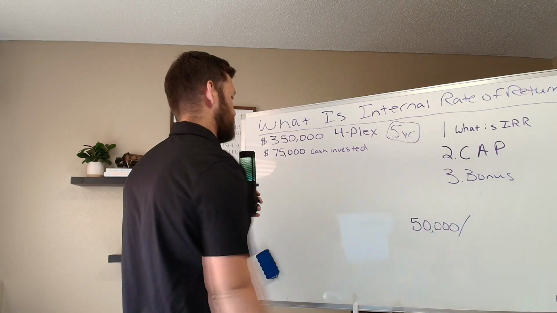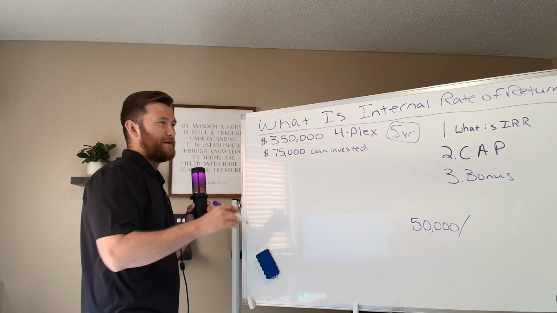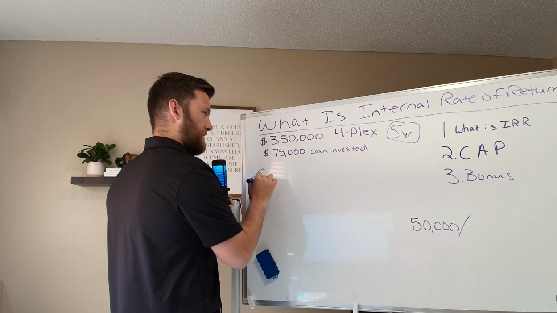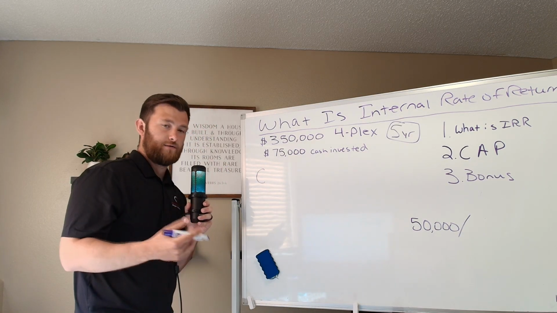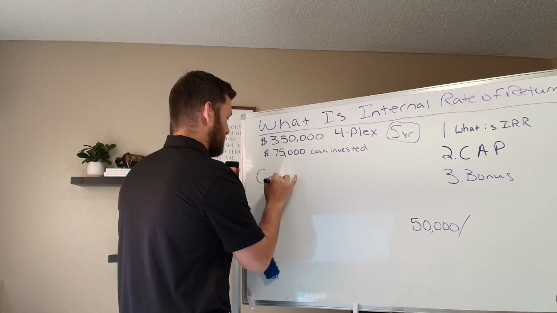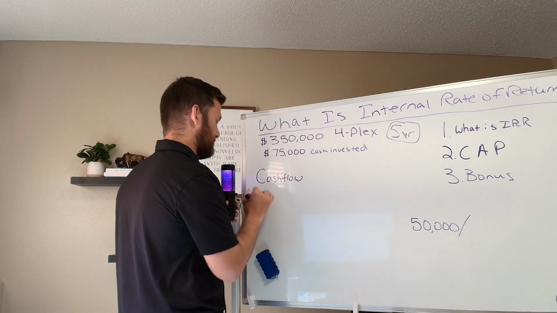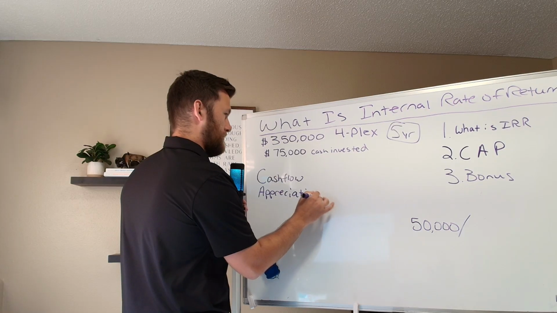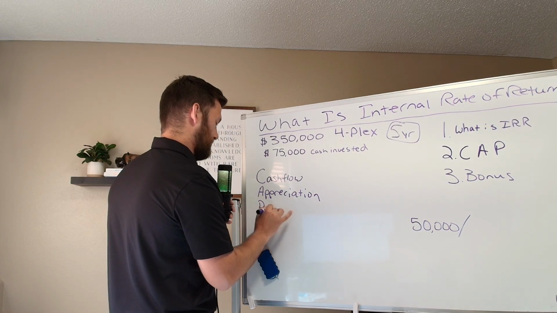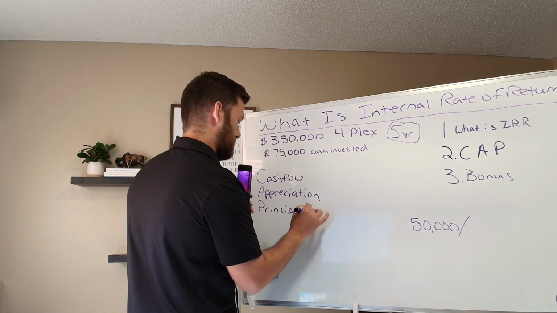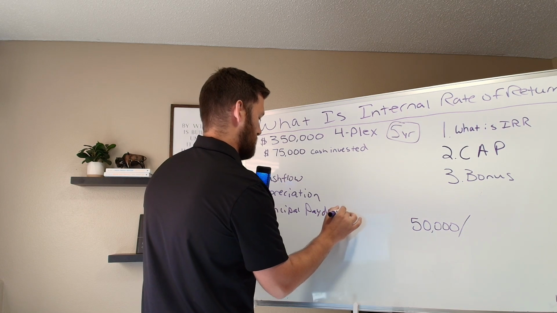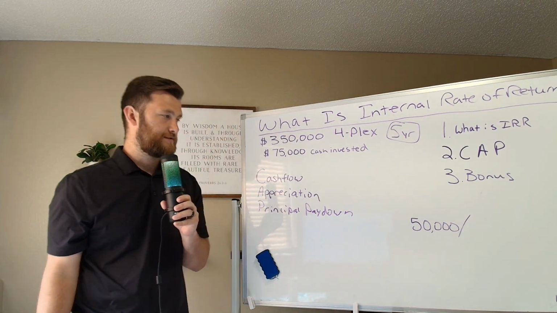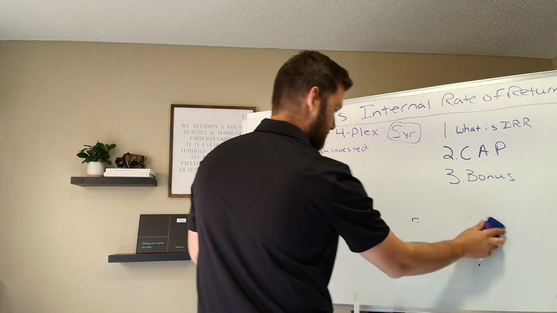Number two here, we're going to jump into it. CAP. These three things kind of make up our internal rate of return, the basics. So one is cash flow, two is appreciation, and P is principal paydown, or debt paydown. I basically interchange those terms.